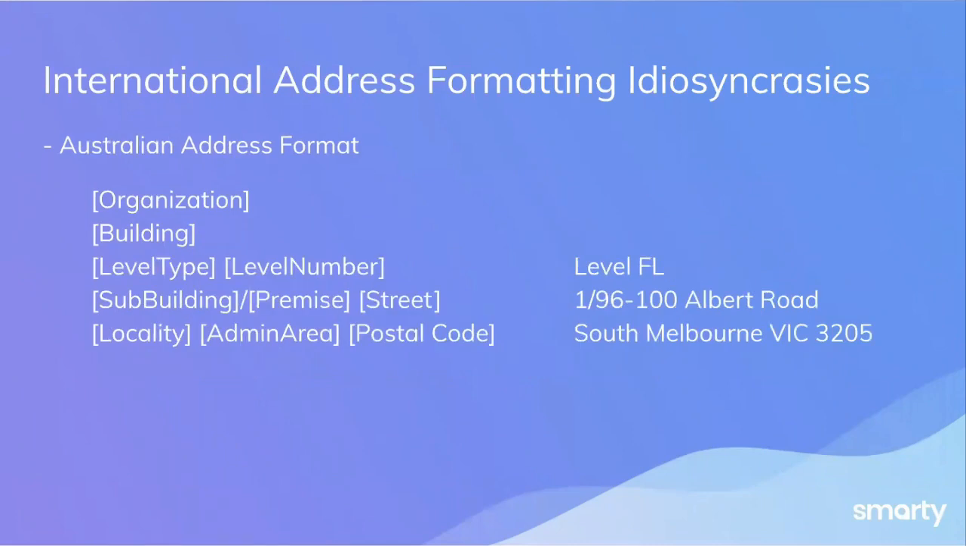All right, Australia has this concept of a level type and level number. Typically, it's a floor of some sort, but it doesn't have to be. And so sometimes you will see levels in Australian addresses. The sub-building, instead of a dash like it is in Great Britain, they separate it with a slash, but it is basically in the same spot. And in this case, the premise number is 96-100. So it seems to be closer to Great Britain than Canada. But anyway, there's the Australian format.